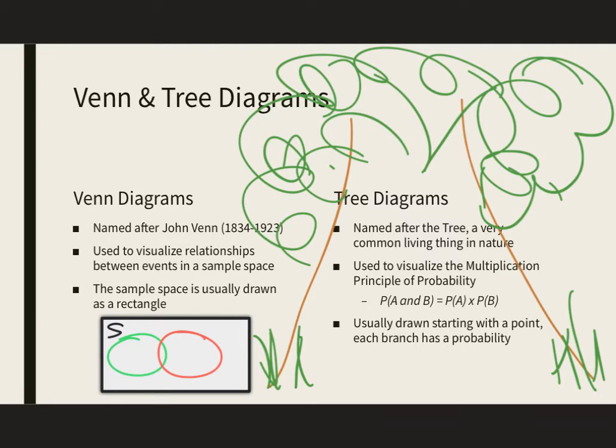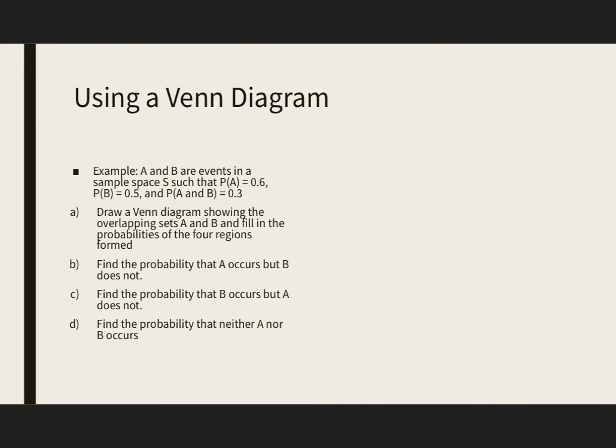And then they're usually drawn with the starting point, just a point, kind of like, all right, I'm going to think about these events happening. And each branch has a probability. You'll see that in practice coming up. Using a Venn diagram is fairly straightforward. Let's work an example together.